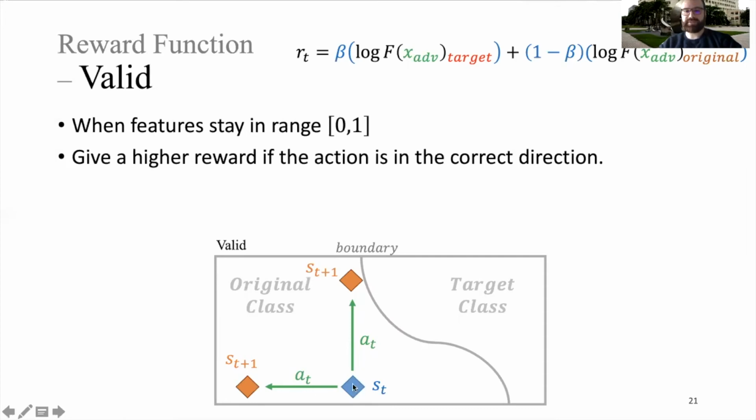So as you can see in these two examples, the agent is in this state, and by taking these two actions, it would end up in two different states. So this reward function would give a higher reward to this particular action because it gets us closer to the target class, versus the other action, which would get a much lower reward because it is actually going in the opposite direction.